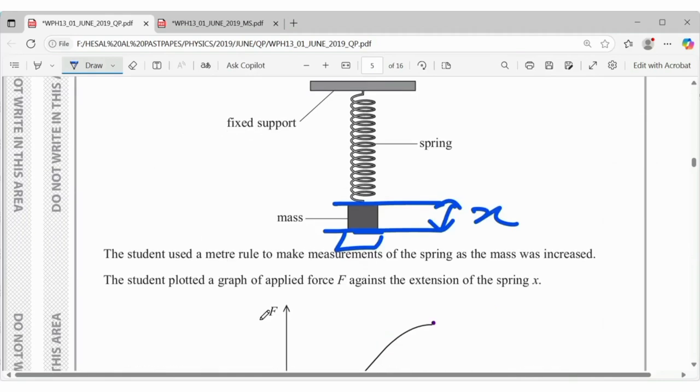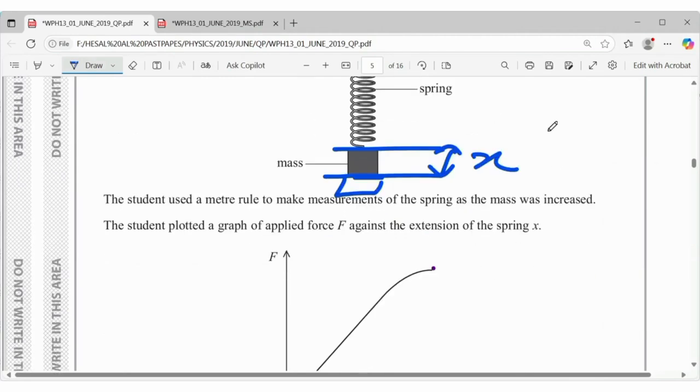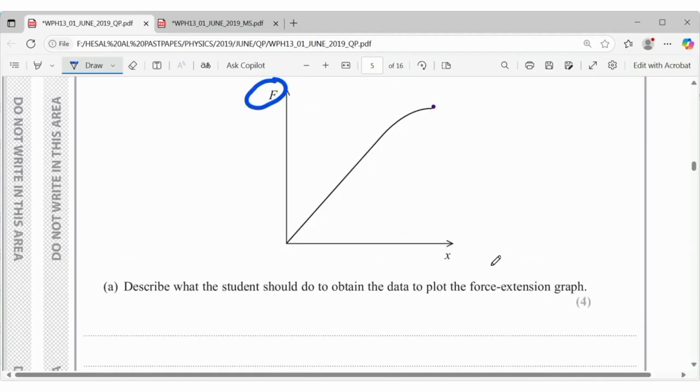This increased length gives the extension. The student used a meter ruler to make measurements of the spring as the mass was increased. The student plots a graph of the applied force. You can see here the y-axis is F and the x-axis is x. Against that, they drew a graph. The first question asks, describe what the student should do to obtain the data to plot this.